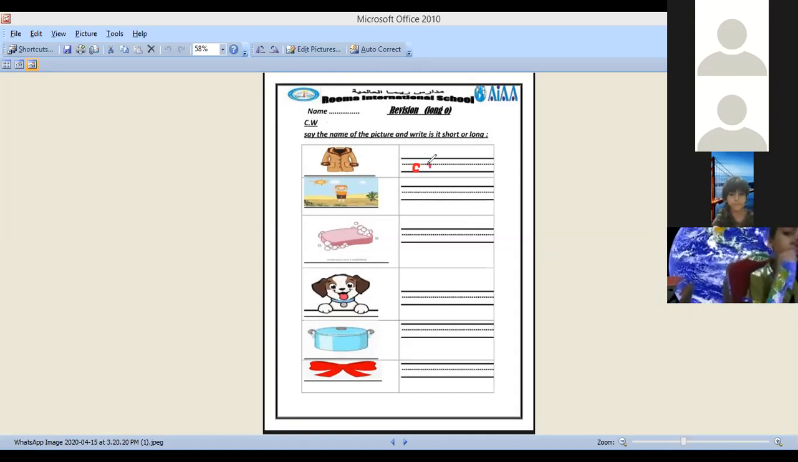Oh, what is a friend of O, Muhammad? A. What's the ending sound? Coat. T. Muhammad, tell me, is it short or long? Long. Why? Because I have two vowels. The first will be long and the second will be silent. So all of you draw a slash and write L for long.